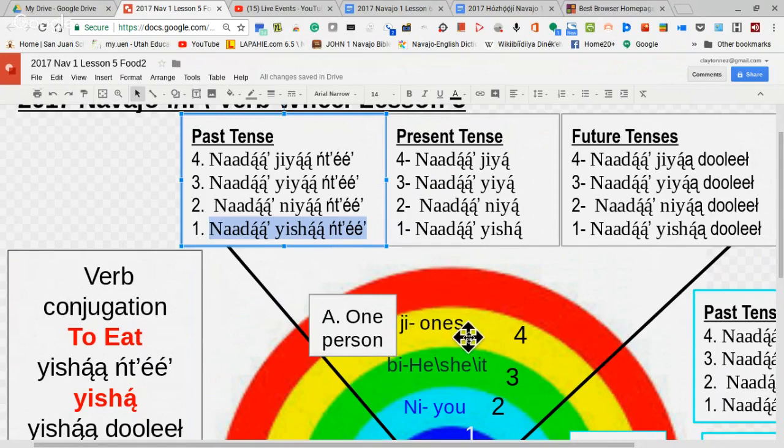So if I was going to say I ate, like I've already done it: nada ishand, I used to eat. Nada ishand, you used to eat. Nada niyand, or you were eating at some point in the past. Or that person, Sally: nada iyand, Sally nada iyand. Or nada jiyand. So that's the easiest way. You just take the present tense, you take all these guys right here.